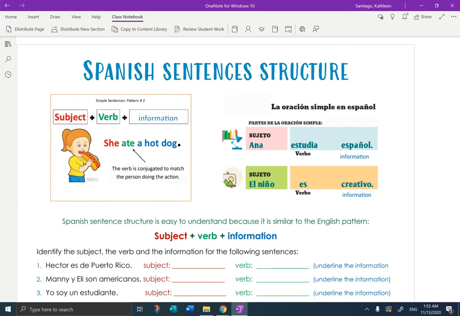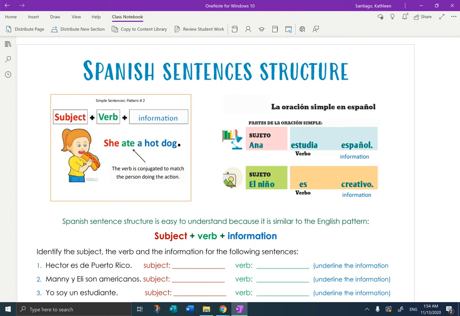So let's look at the box first where the girl is eating the hot dog, and you can see that this is English. So she ate a hot dog. So subject plus verb plus the information. The information can be a description or a statement or further information about the verb that's happening. So it's a simple format, subject plus verb plus information. She, subject, verb, ate, information, a hot dog. It's the object receiving the action, but for now, we're just going to call it information.